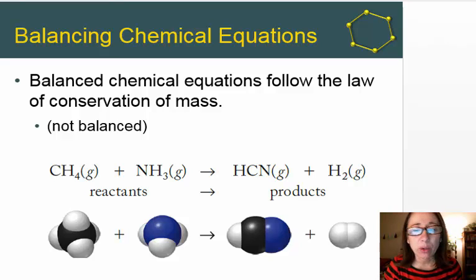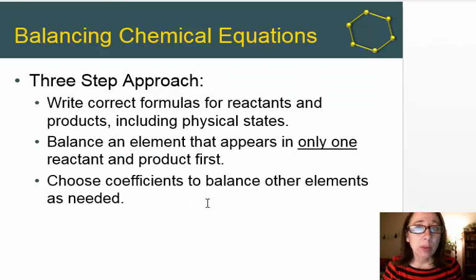So let's look at a systematic way to balance chemical equations. This three-step approach is a systematic way, and the first thing we want to make sure of is that we have the correct formulas for our reactants and our products. So our subscripts are going to be correct, and then if the physical states are given, we want to include those. Next, we want to look for an element that appears in only one reactant and one product, and balance that first, and then choose coefficients to balance the other elements as needed.